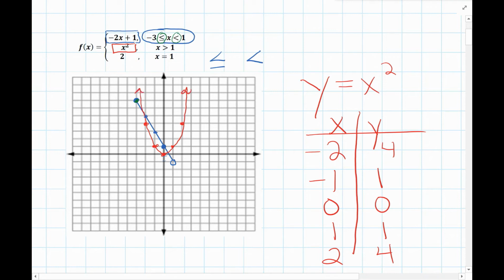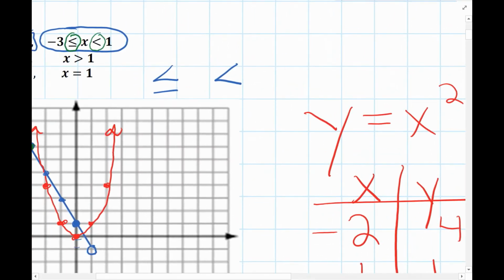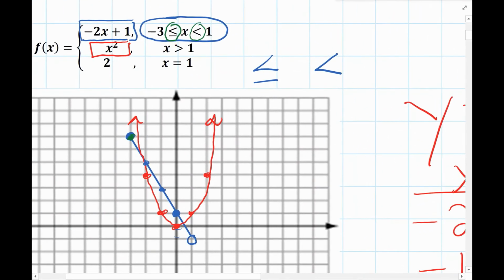I have a parabola right there. So the red part that you see on the graph now is the full equation. But I don't want the full equation. I only want a piece of the equation. This is a piecewise function, right? So if I go back up to the original equation, this part tells me what to keep. It says only keep the x values that are greater than 1.